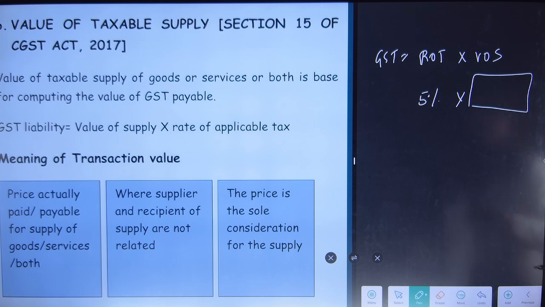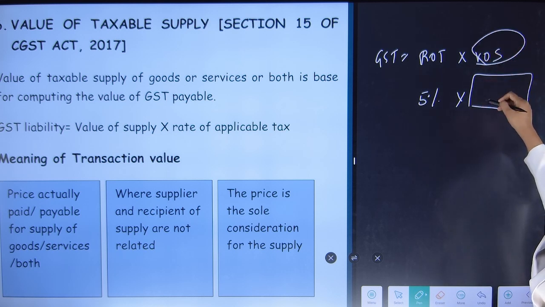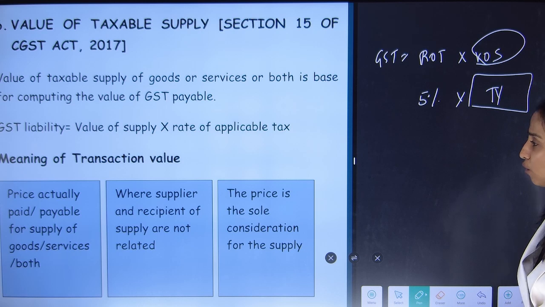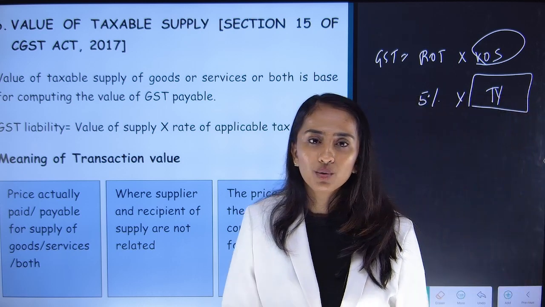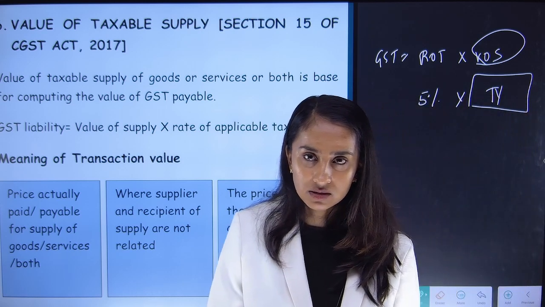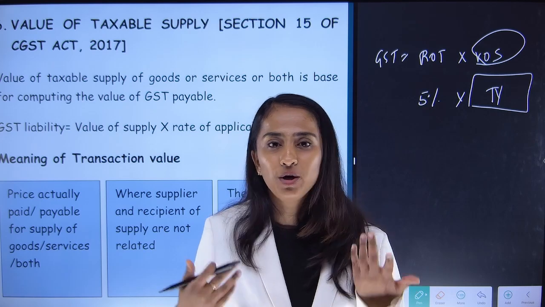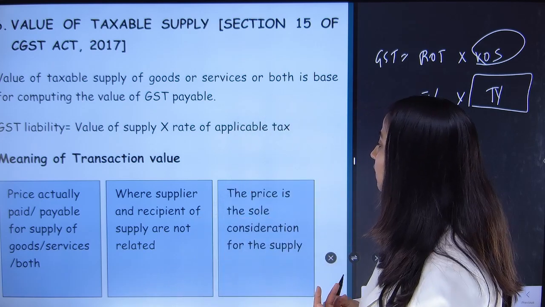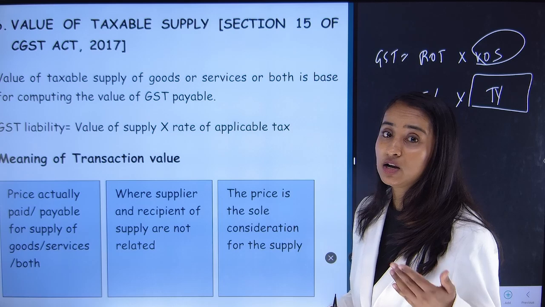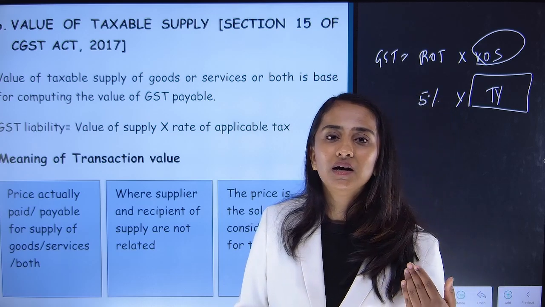Okay, so this value of supply is generally the transaction value. What is the transaction value? Now, I gave you some services. You paid me 1 lakh rupees. That is the transaction value: price actually paid or payable. Second, where supplier and recipient are not related.